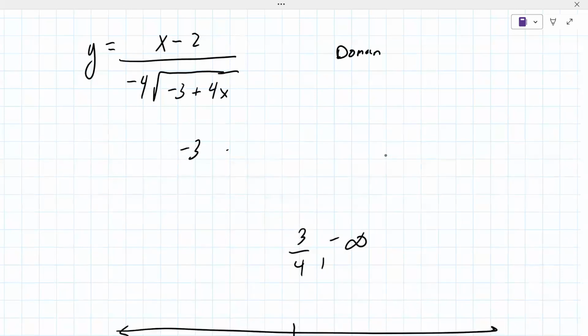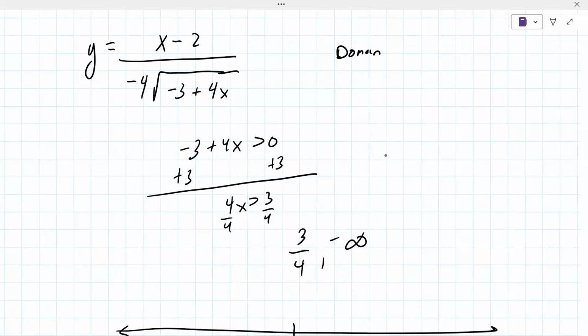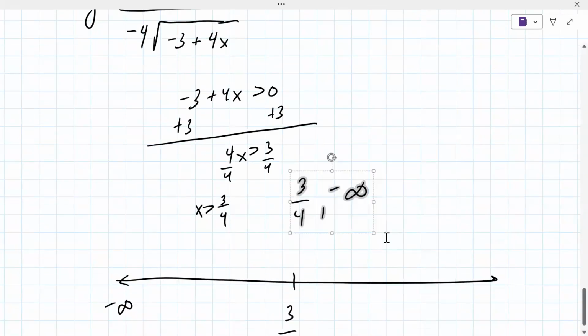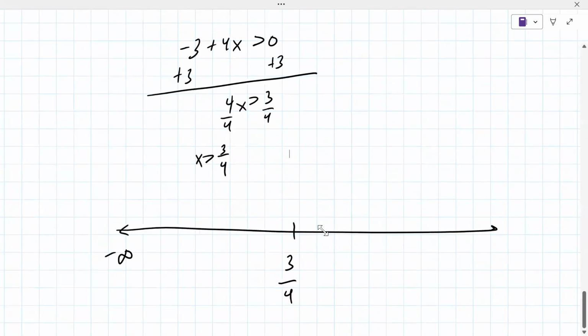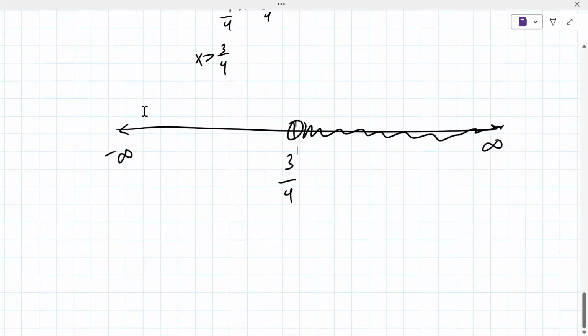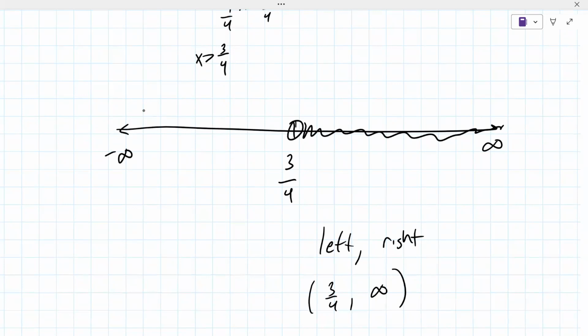So you're setting -3 plus 4x greater than 0. You're adding 3 to both sides. Maybe this is what it looks like you have on your page. You're dividing by 4. Do you have x is greater than 3/4? Yeah. Okay, so what that means is it's all the numbers bigger than 3/4. So 3/4 there, infinity's there. Is it to the left or to the right? To the right. So it's all of these numbers. And the way you write your interval is from left to right. So it's 3/4 to positive infinity.